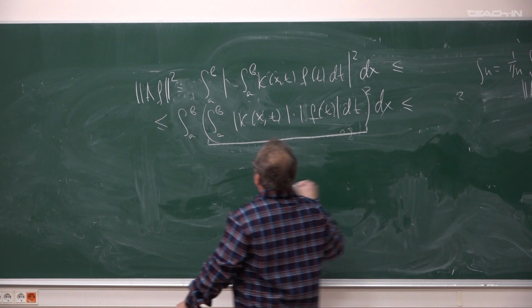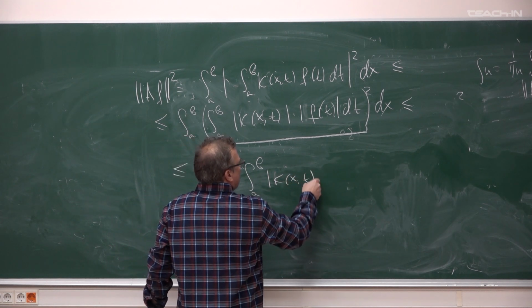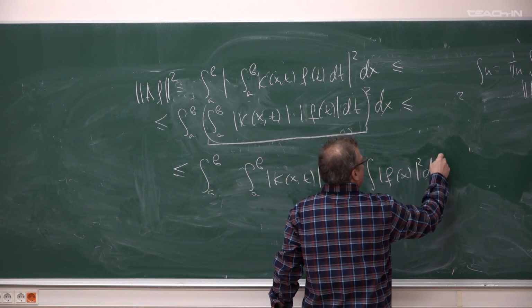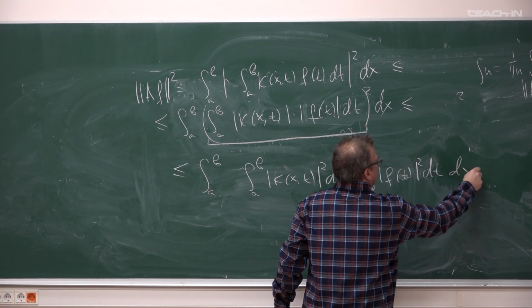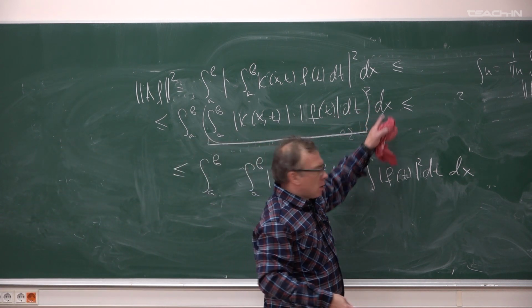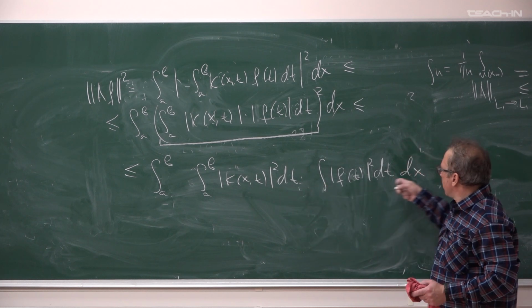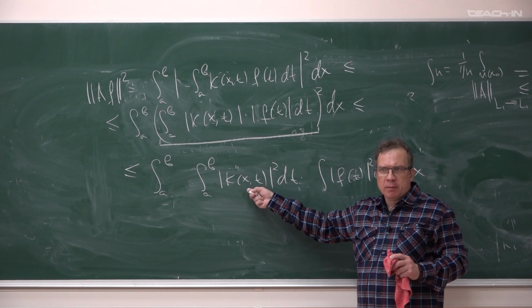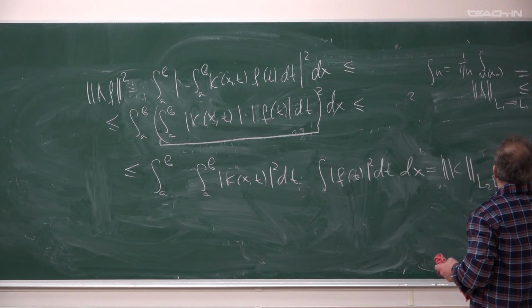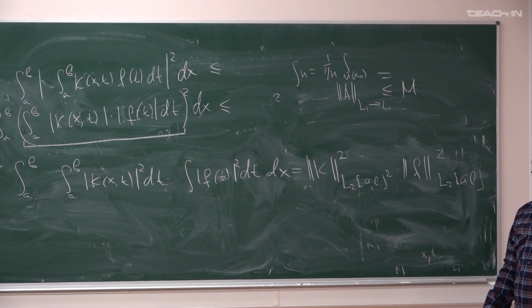There are no square roots because here are squares. But it is a constant. And then we have integration over variable t and variable x of the square of function k of two variables. So it is just the norm of function k in L2 of two variables multiplied by the norm squared of function f in this space, what we need.